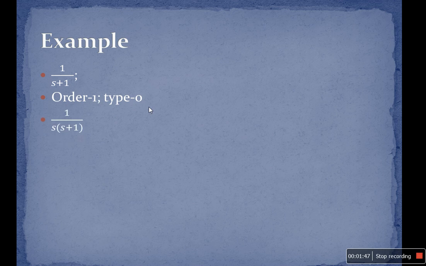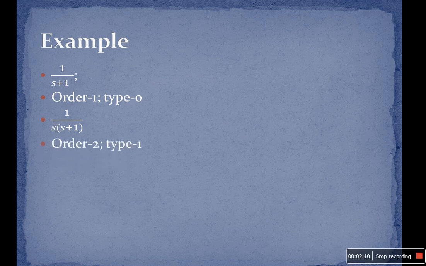So let me take one more example: 1 by s into (s plus 1). Here the highest order is 2 because when you multiply, s into (s plus 1) gives s square plus s. So the highest order is 2, so the order is 2. And here we have one pole at the origin. That's why the type is 1.